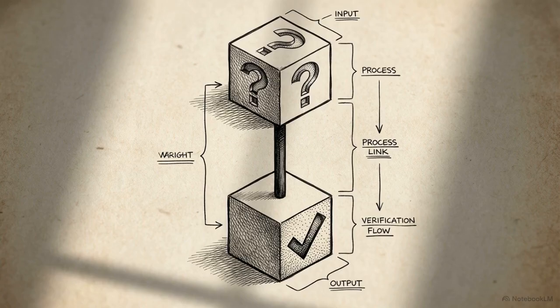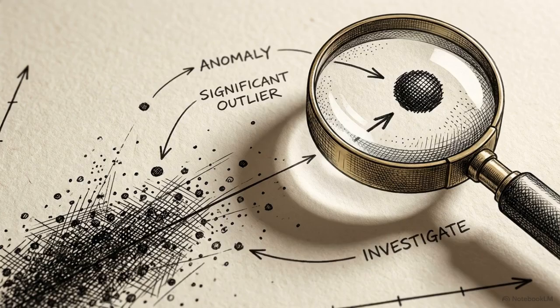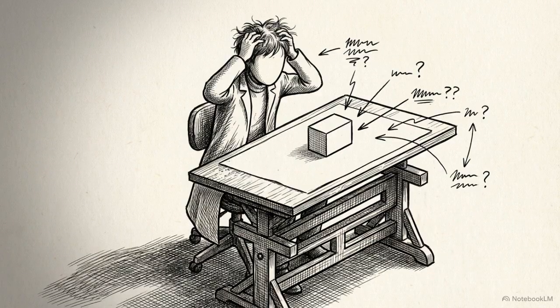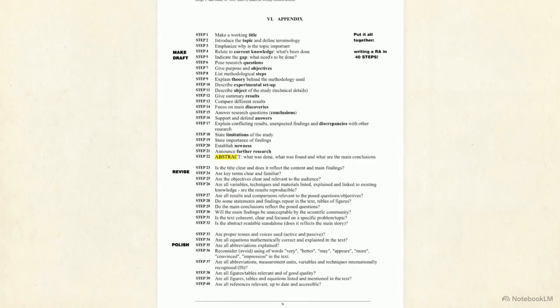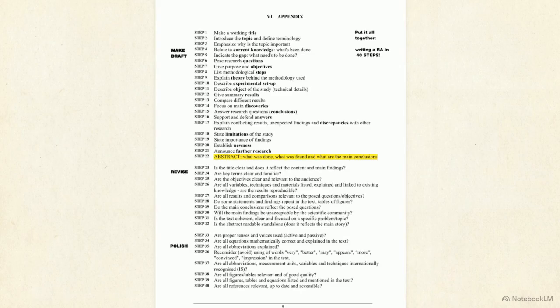Following that, the discussion section must directly answer the questions you asked in the introduction and explain any unexpected anomalies in your data. At this stage, many first-time authors make a critical mistake. They try to write the abstract first. Do not do this. As step 22 on this checklist shows, the abstract is the absolute final step of drafting. It must perfectly summarize what was actually found and concluded, not what you plan to do.